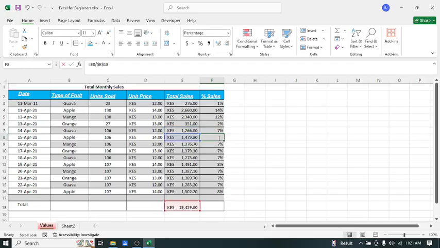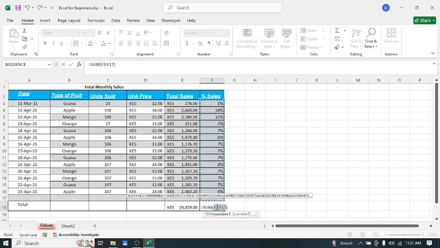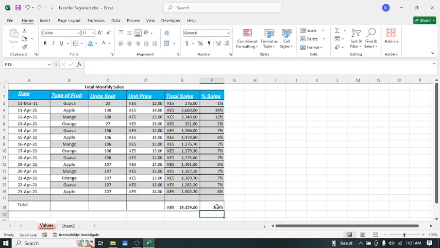See, so all the calculations have been based on grand total sales to get the percentage sales of each day of the fruit sold. So when we sum these total sales, we are supposed to get 100%. So let's try to test that. So alt equals sign should give us 100%. So this is 100%, meaning our formula is correct.